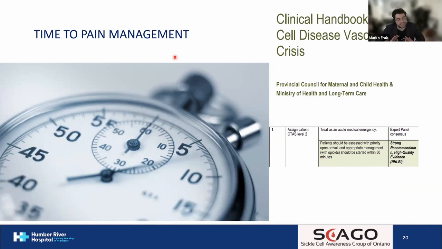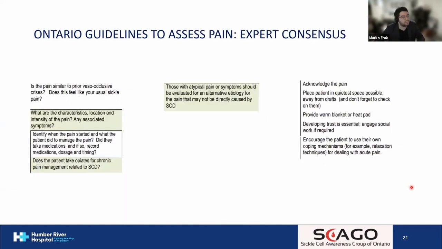The highest recommendation in their entire guidelines is that anyone with a vaso-occlusive crisis should be rated a CTAS 2. So that's their level of how sick someone is. 1 is someone actively dying. 2 is someone with a very serious disease. So the patient should be labeled as a serious disease, and they should be treated with opioids, strong pain medication, within 30 minutes of arrival. That is the target.